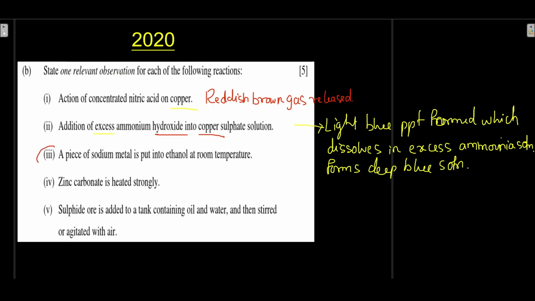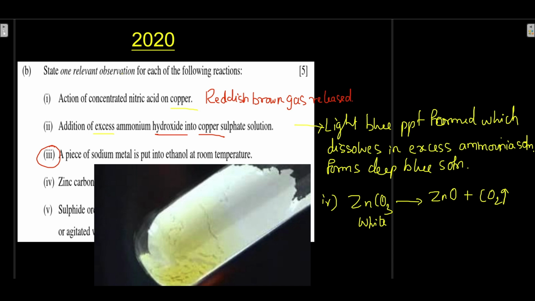Next question is not in syllabus, leave this. Zinc carbonate is heated strongly. Zinc carbonate, write the formula here, you can remember this. Carbonates, when they decompose on heating, they will give you respective metal oxide and carbon dioxide gas. Here you can write observation with respect to color. Zinc carbonate is white in color, but zinc oxide, when it is hot, it is yellow. When it is cold, it is white. You can write this observation.